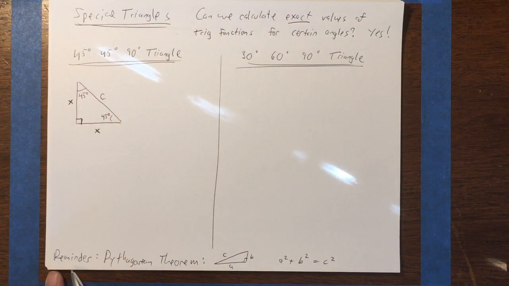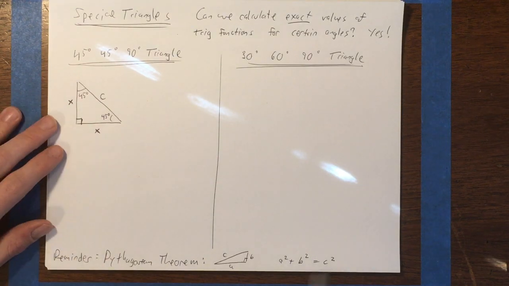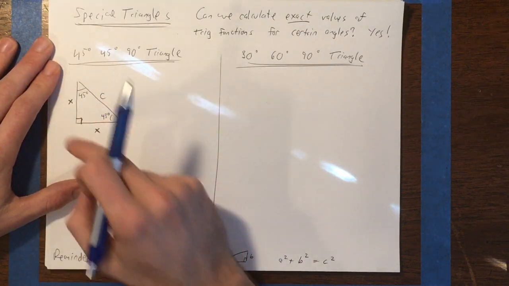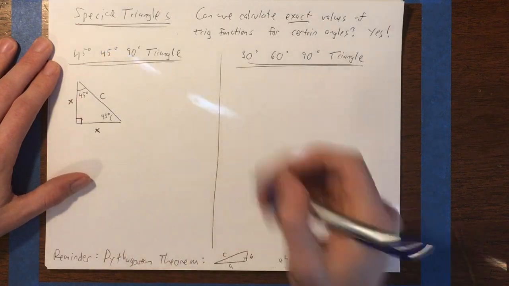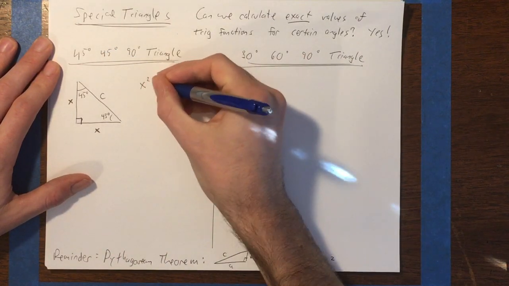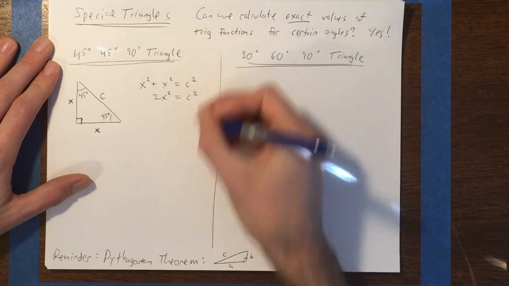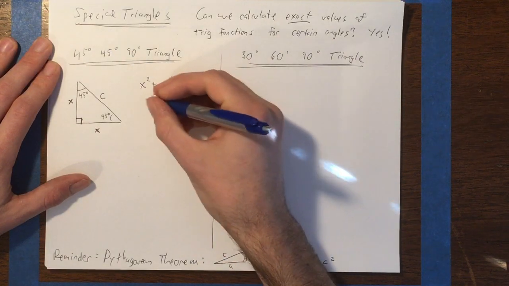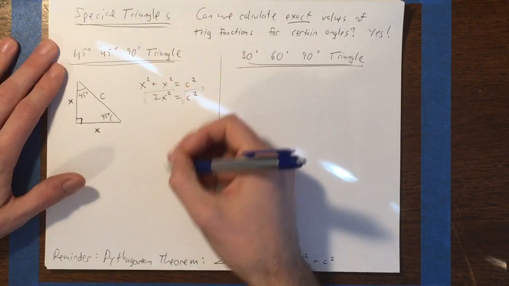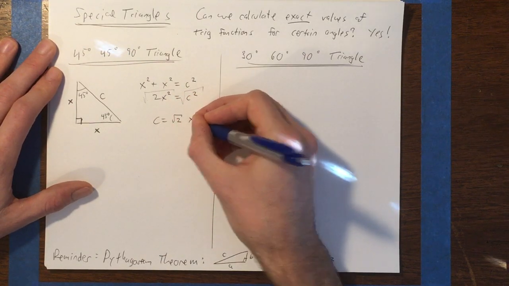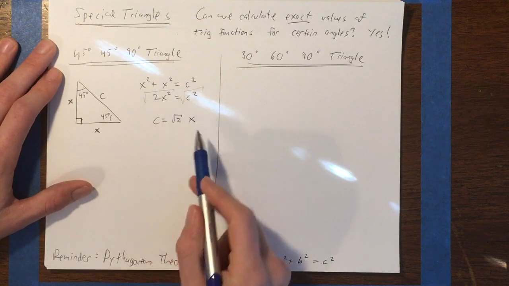And let's take as a reminder the Pythagorean theorem, which says in a right triangle with legs a and b and hypotenuse c, a squared plus b squared equals c squared. We're going to use this for both of these examples. So now, with this setup, legs of length x and hypotenuse of length c, the Pythagorean theorem is going to give us x squared plus x squared equals c squared. So that's 2x squared equals c squared. And what is the c value going to be? Take the square root of both sides, and you're going to get c is the square root of 2 times x. Because when we take the square root of x squared, we're going to get x.